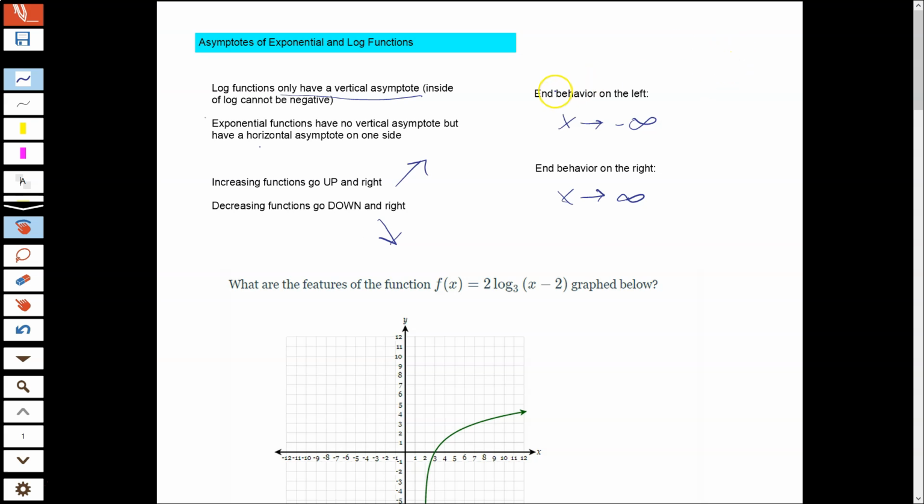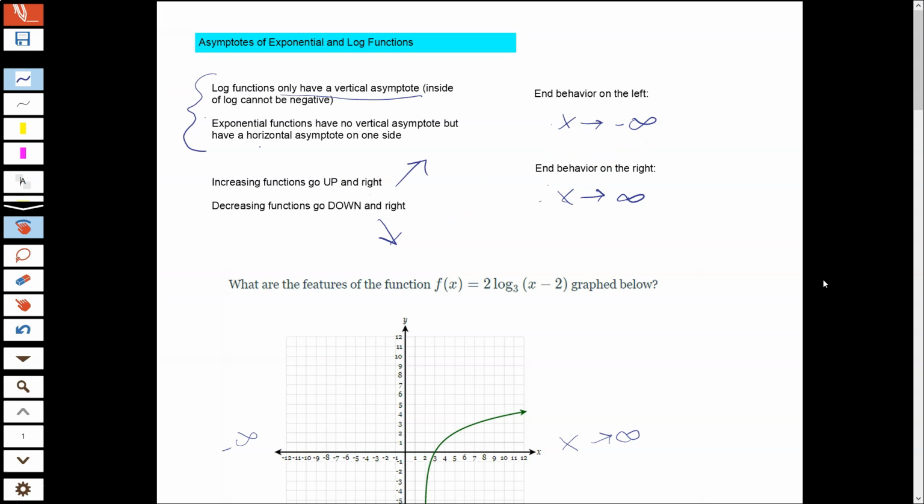And then end behavior. We talked about this right at the end of last semester. End behavior on the left means as x approaches negative infinity. So that'd be like over here, negative infinity. And on the right means as x approaches positive infinity. These two things are the most important new facts, so make sure you have those down. And then the rest of this is all review.